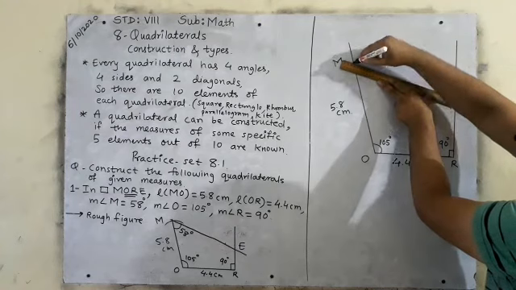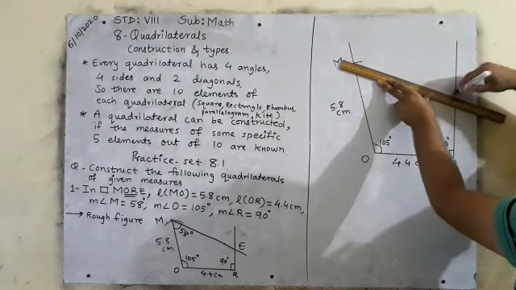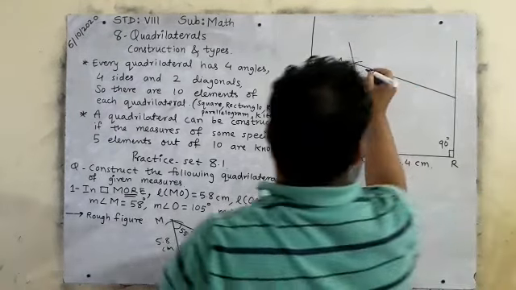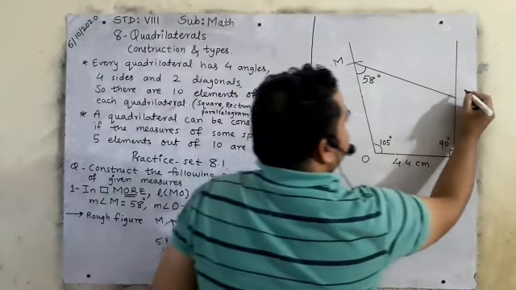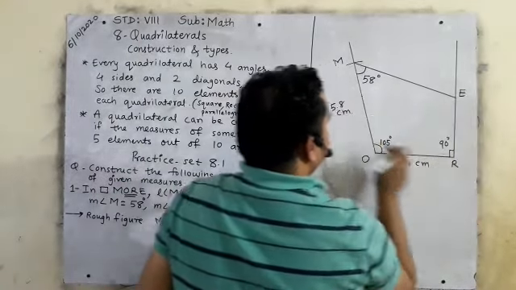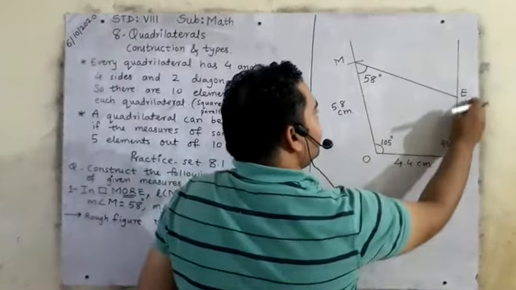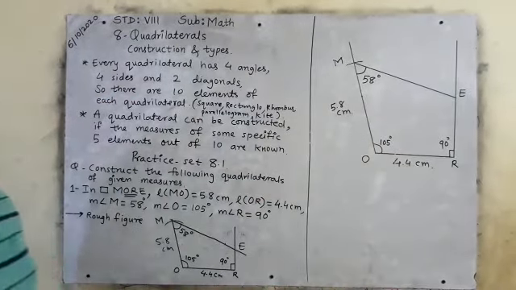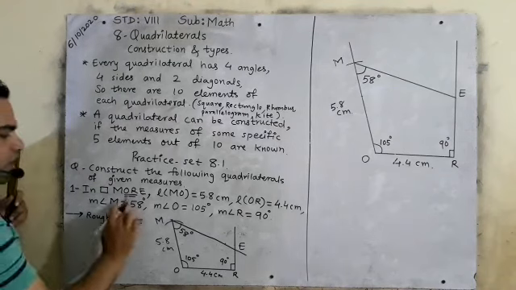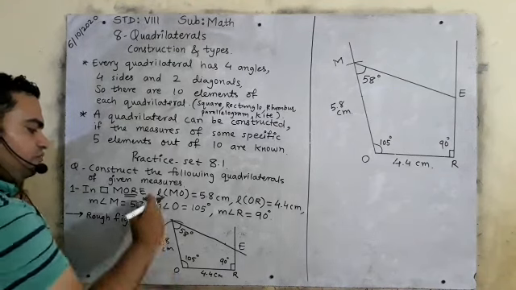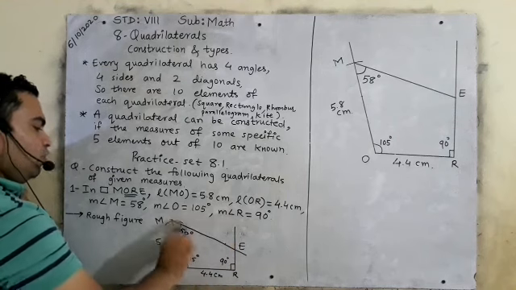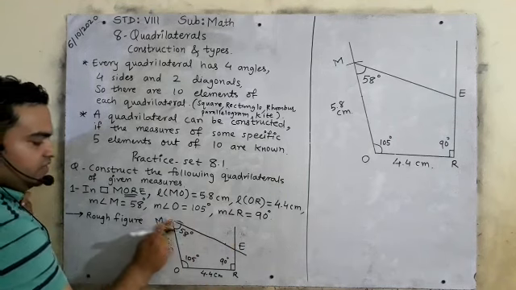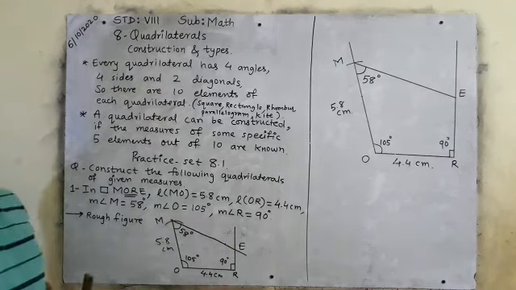See, from M you will take 58 degree. Okay, so this is M of 58 degree and this will be E. MORE. It is a quadrilateral. Is it clear? OR you will take base. O 105 degree, R 90 degree, OM 5.8. From M you will take 58 degree. That is your first question.